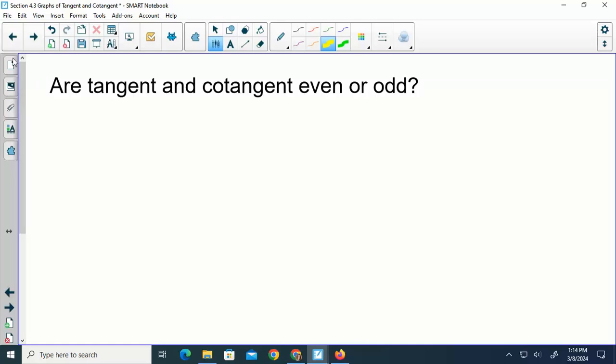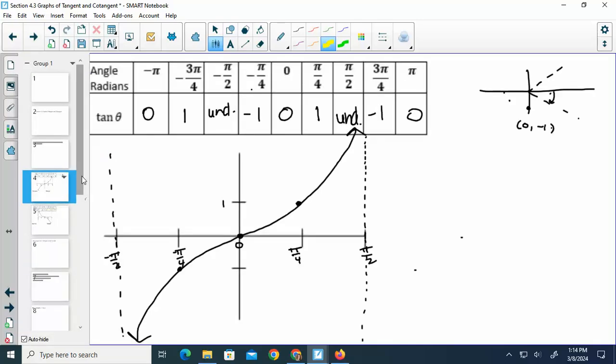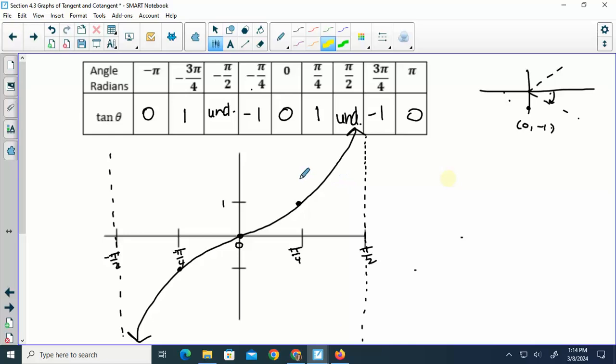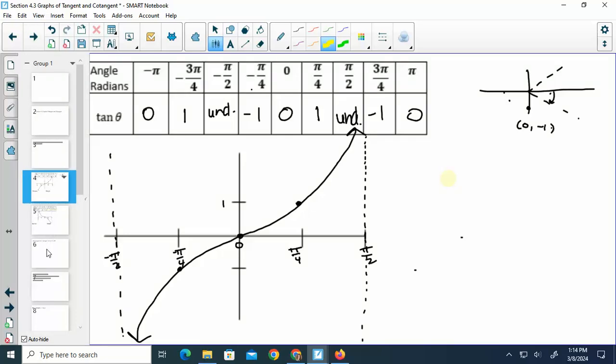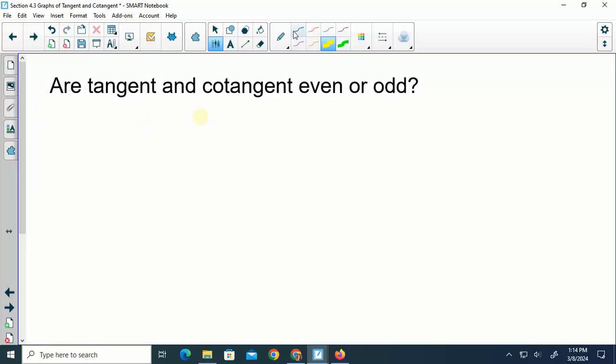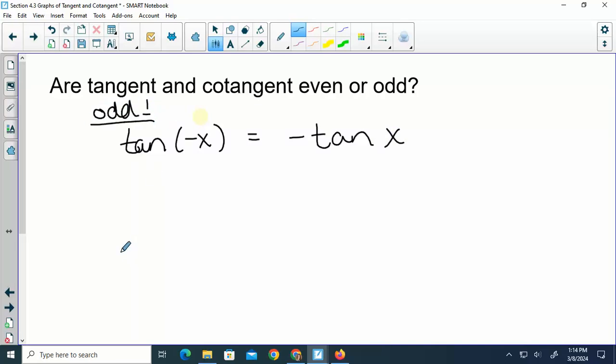So remember, we talked about this with sine and cosine. If I looked at tangent, even means symmetric to the y-axis. If I flip this over the y-axis, does it overlap itself? No. Odd means symmetric to the origin. If I flip over the y and the x, does it overlap? Yes. So, just like sine, tangent is odd. That means if you have a negative, we can take it out in the front. Okay, let's look at cotangent.